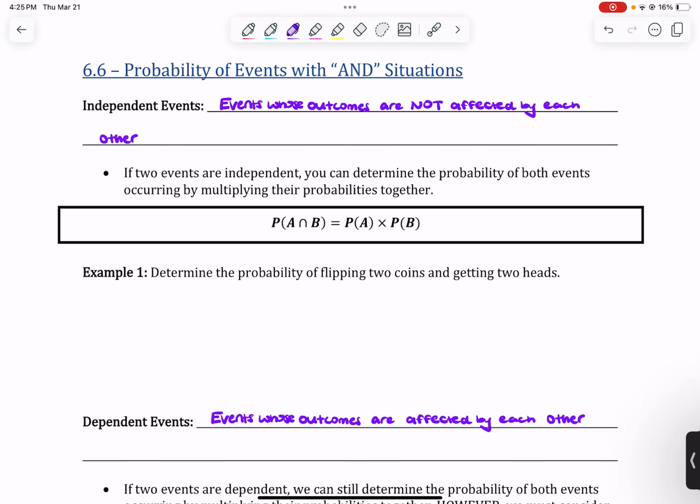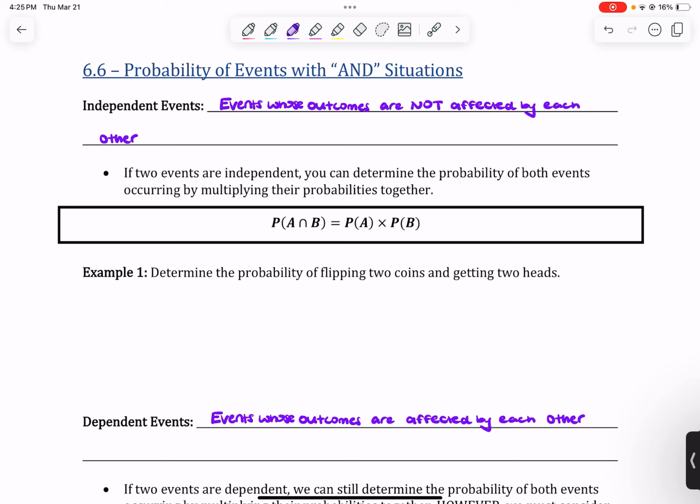Hello, grade 12s. Today we're going to be talking about probability of events with "and" situations, which means we are talking about not only just one event happening, but two events taking place, and we want both of those events to occur. So when we talk about something like that, where we have two or more different events taking place, and we want both of them to occur, we arise in two different situations.